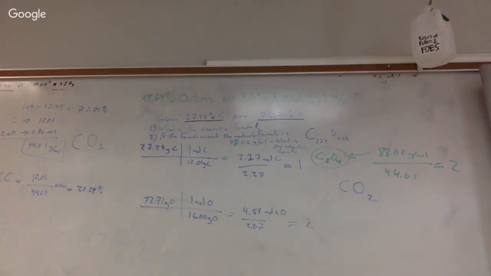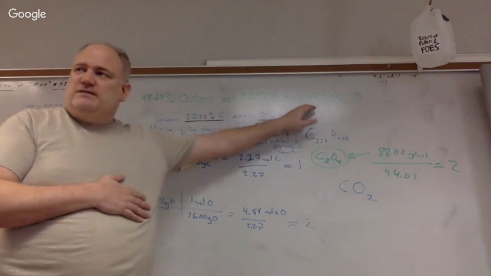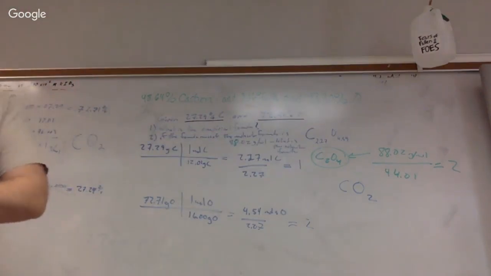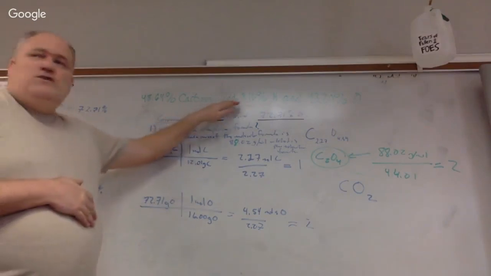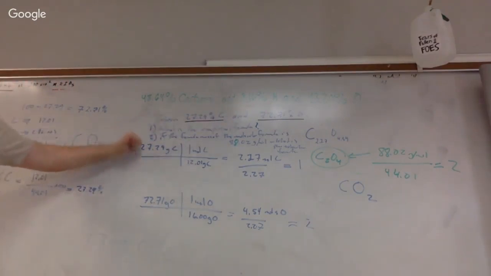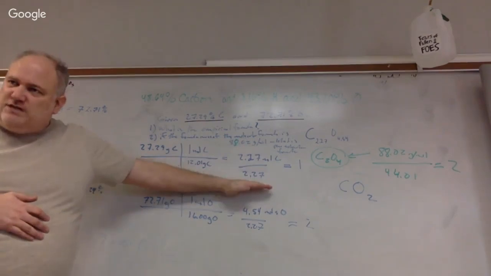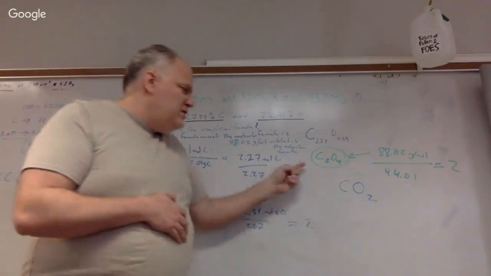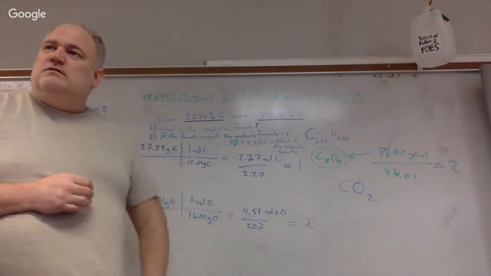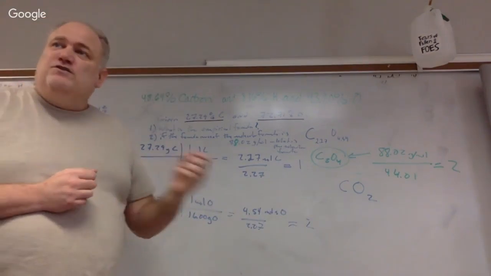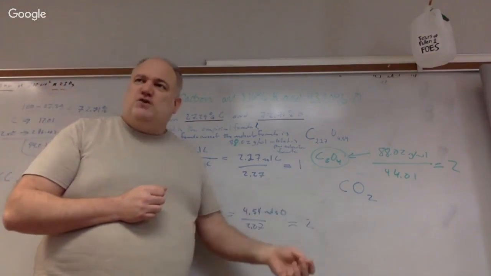So let me recap. Every time they give you percentages of elements in a compound, stay with me. Anytime they give you percentages of an element in a compound, your first job is to convert that to grams. Once you have grams, you're going to convert to moles. Once you have moles, you do the Jedi trick of dividing by the lowest number. And then hopefully these numbers are whole numbers. If they're not, we're going to have to make them into whole numbers.